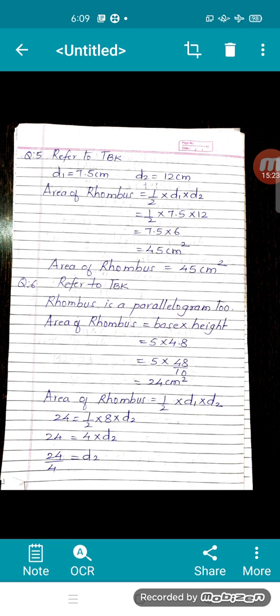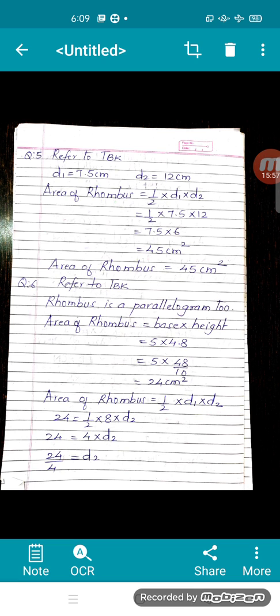Now we go to question number 5. Question number 5 says that the diagonals of the rhombus are 7.5 centimeter and 12 centimeter. Find its area. Very easy. D1 is 7.5 centimeter, D2 is 12 centimeter. Area of rhombus is equal to half into D1 into D2. So you get the answer 45 centimeter square. Please write the answer. Area of rhombus is 45 centimeter square.